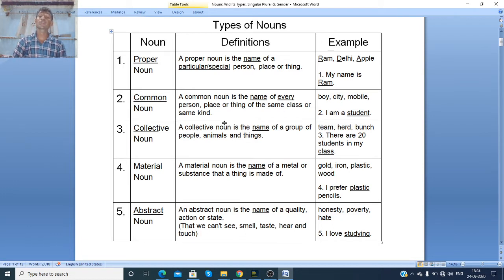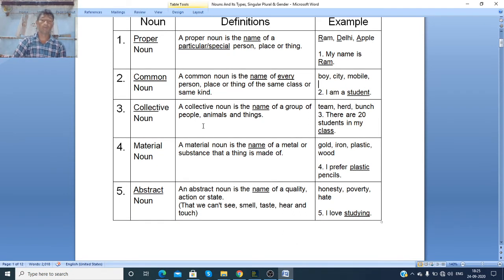A common noun is the name given to every person, place, or thing of the same class or same kind, like boy. There could be trillions of boys in the world, and 200 students. Like boy, student, city, country, and mobile. But the particular name is different. City: the particular city is Delhi. Mobile: there are so many mobile companies, Apple, Vivo, but the particular name of the mobile is Apple.